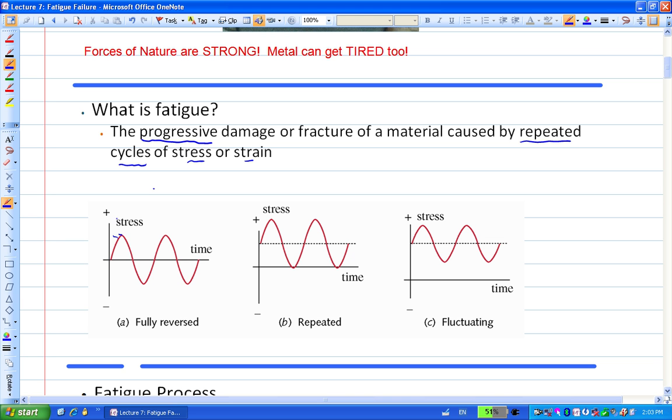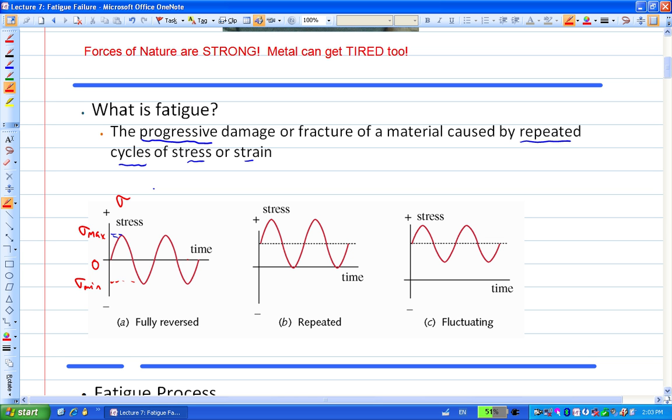So if this is sigma max here, this axis is sigma, and this one is sigma mean. Sigma max equals the absolute value of sigma min, and the mean value here is 0. That's fully reversed.